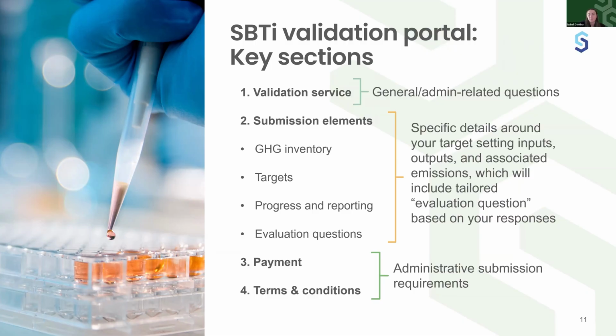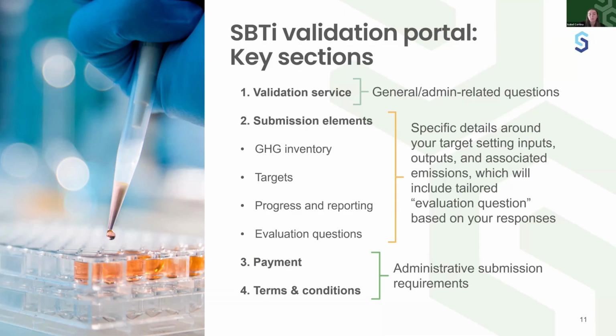There's really 3 administrative sections and then 1 main content section. The 3 administrative sections are validation services, payment, and terms and conditions, which will ask for general information, and you'll have to accept some general terms and be prepared to submit that payment. The bulk of the content and most of the work that you'll be putting together for the validation process will go into the submission elements section.